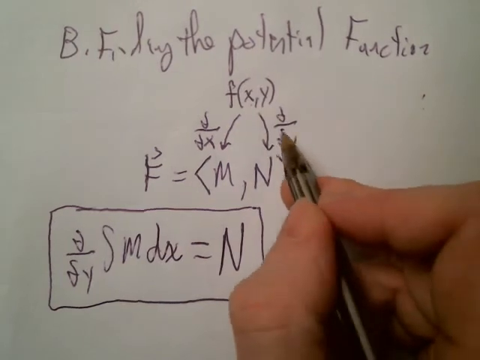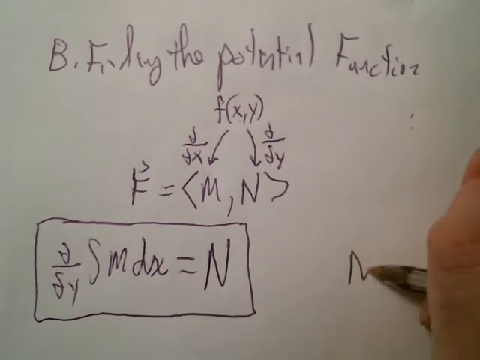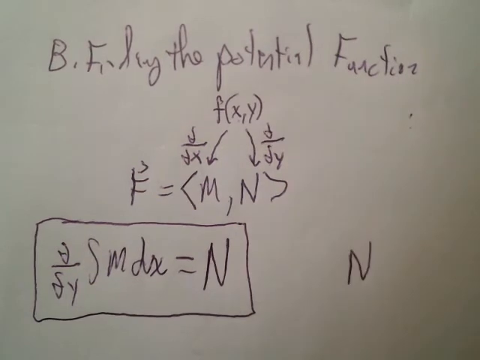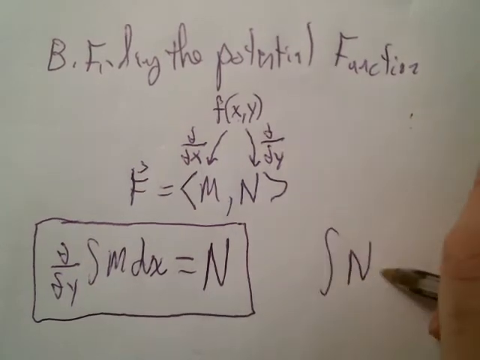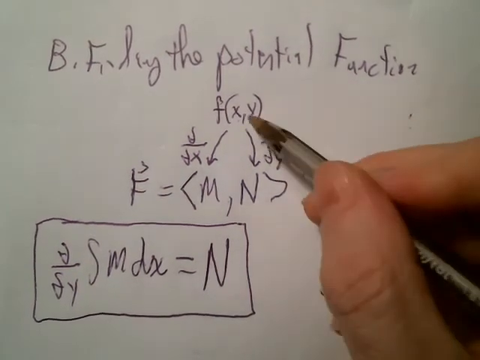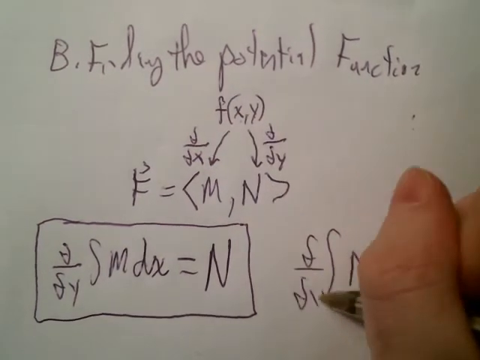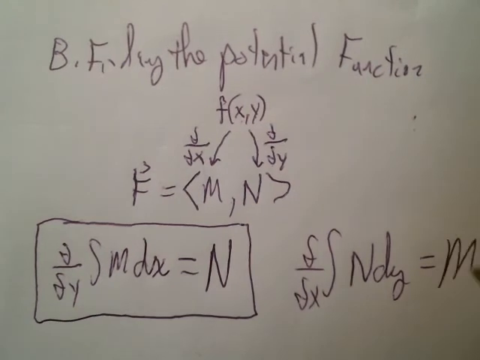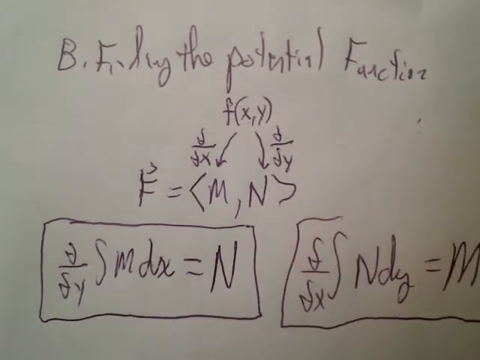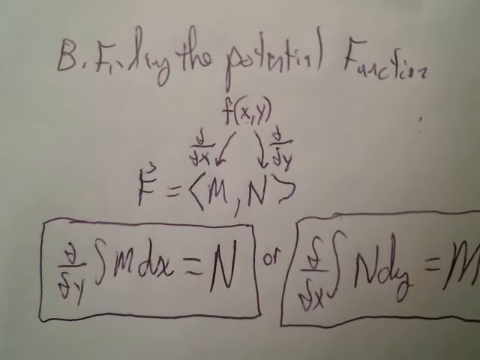You can also do it in the other direction. All right, let's reverse the partial derivative of y. So integrate N with respect to y. That would put you here. Then do the partial with respect to x. And that would give you M. Okay? It doesn't matter which way you do it. You'll get the same answer in either way.